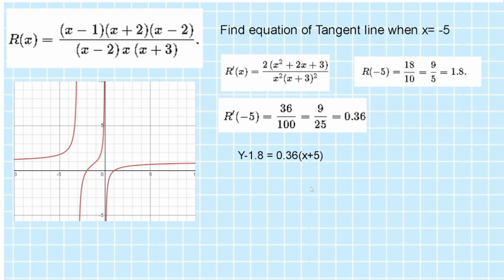And now if we want to find the normal line, since the normal line is perpendicular, we simply take the negative reciprocal. After doing that, we see it's approximately negative 2.78, and we simply put that in, and it's going to be the same y and x values here.